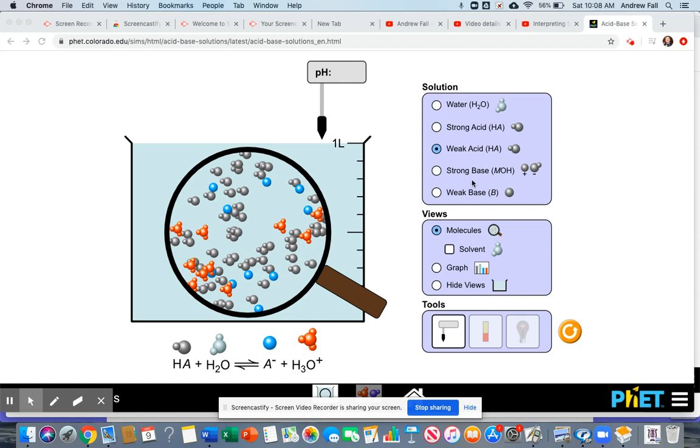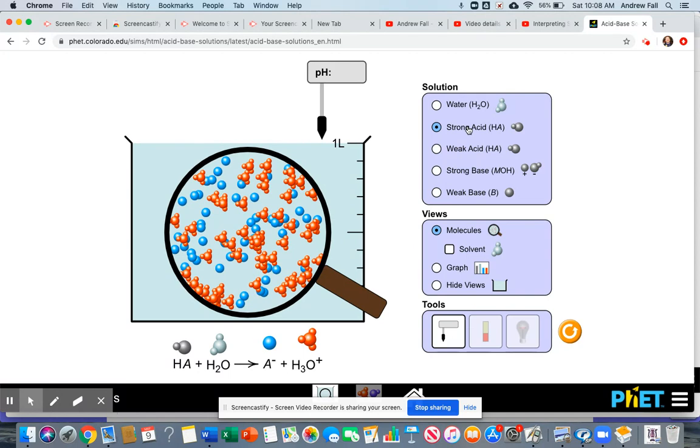In the last video, we talked about the different definitions of acids and bases as well as conjugate acid-base pairing. And in this video, I want to talk about relative acid and base strength.